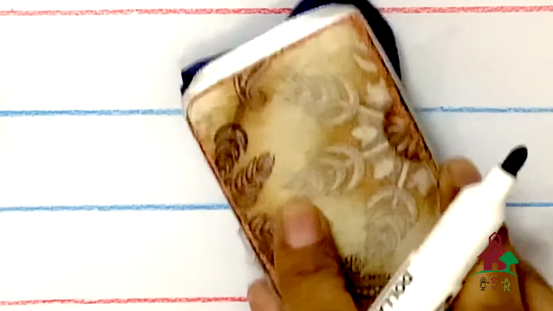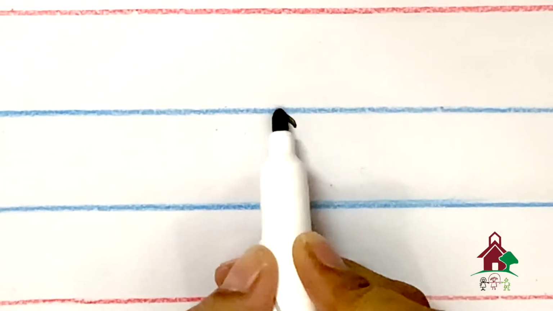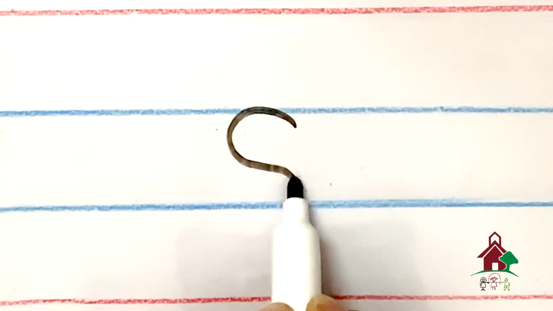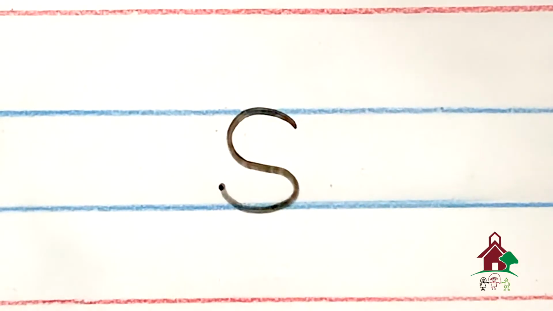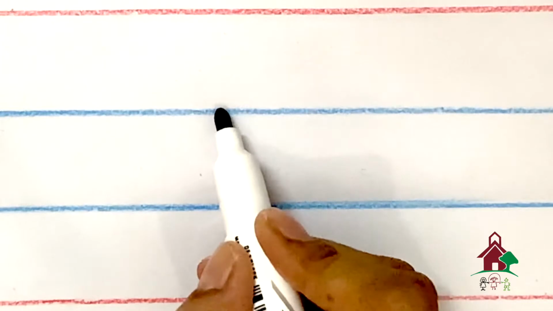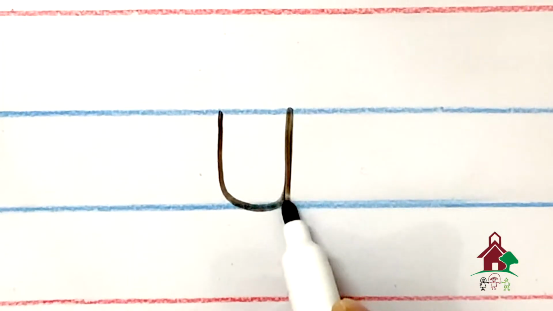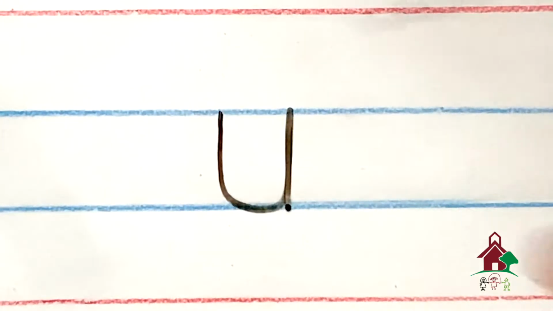Let's erase it. Next we have s. Go round, another round and back. S. S is like a snake. S comes between these two blue lines. Let's erase it. Next we have another letter. Go down, come up and down. It comes between these two blue lines. Let's erase it.